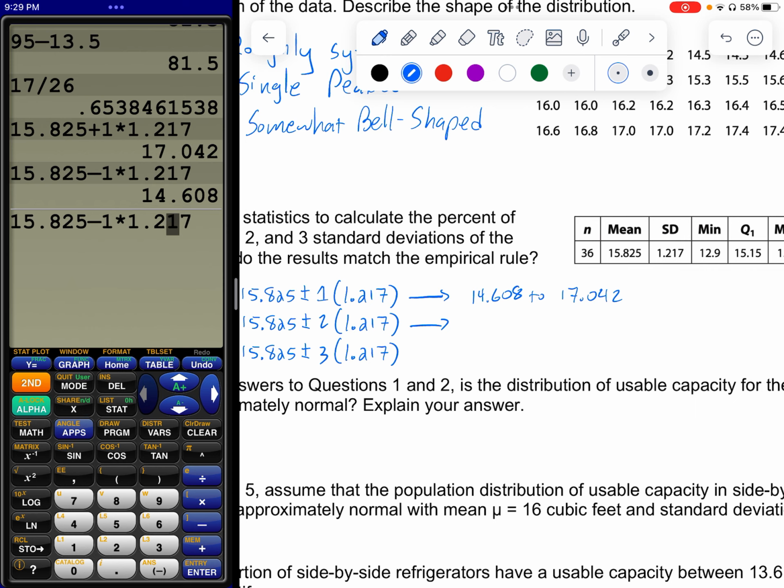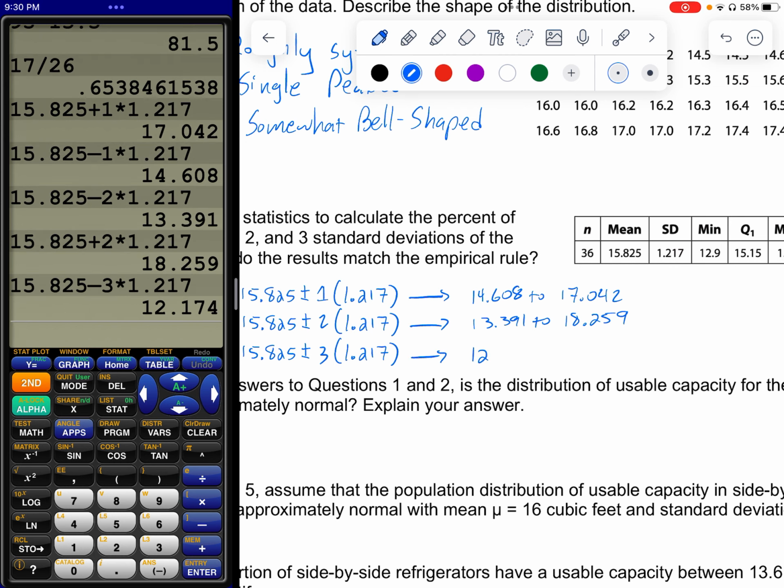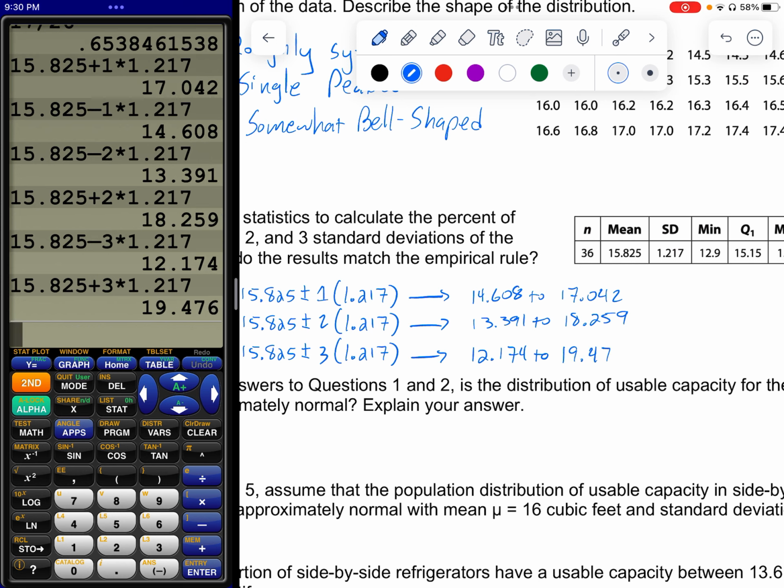So what if I went down 2 standard deviations? I got 13.391 up to, just using that feature to try to speed up my calculations, up to 18.259. Last one, 3 standard deviations. Let's do the lower one first. 12.174 to 19.476. Okay.